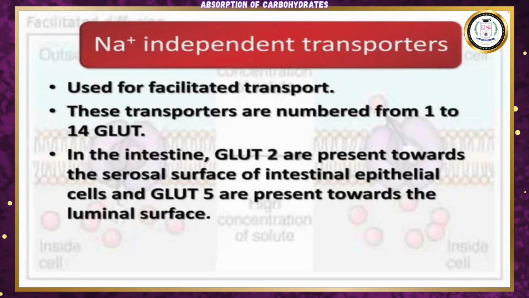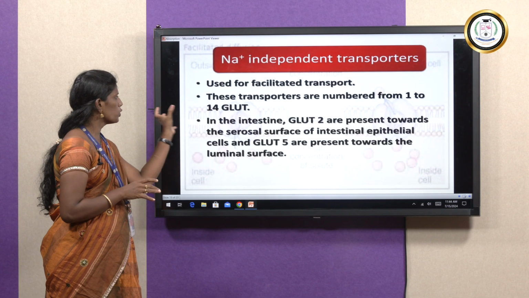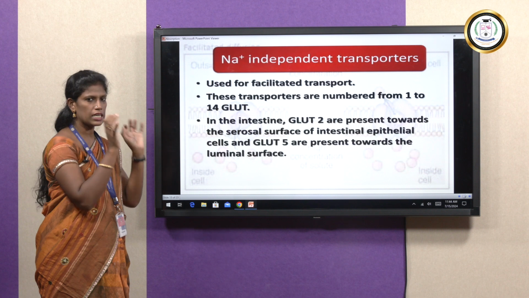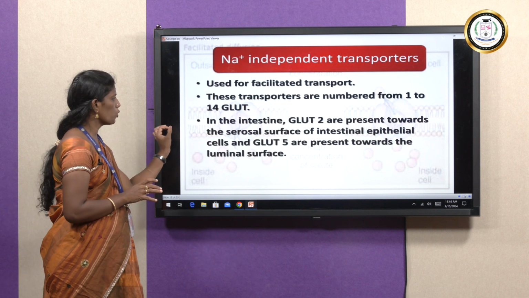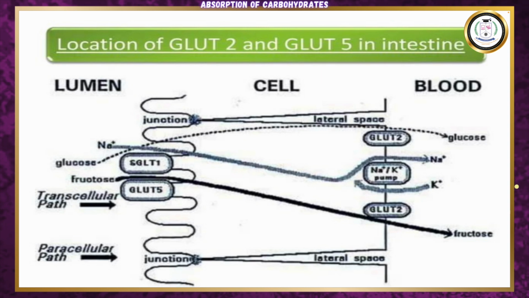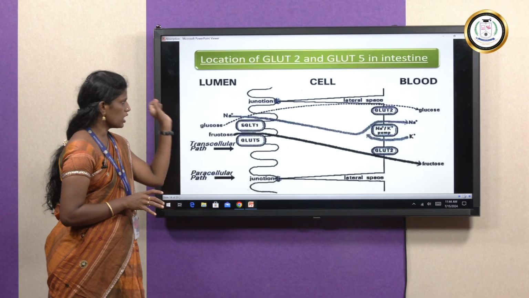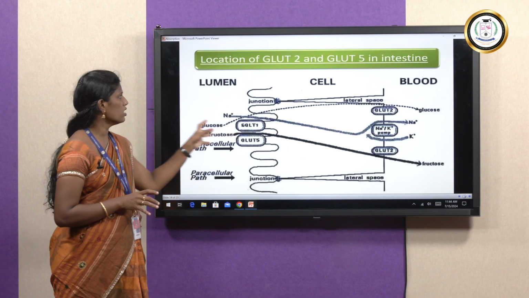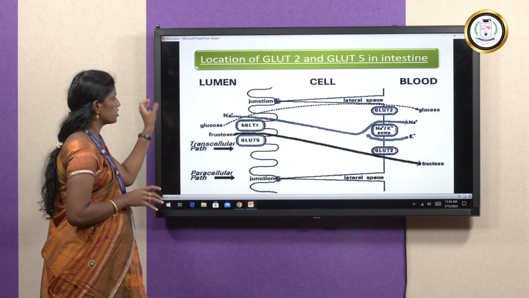Next is the sodium independent transporter. It is used for facilitated transport. These transporters are numbered from GLUT1 to GLUT14. GLUT2 is mainly present in intestinal epithelial cells, and GLUT5 is present on the luminal surface. Of these 14, GLUT2 and GLUT5 are mainly involved. GLUT2 is present on the blood side, and GLUT5 is present in the lumen.